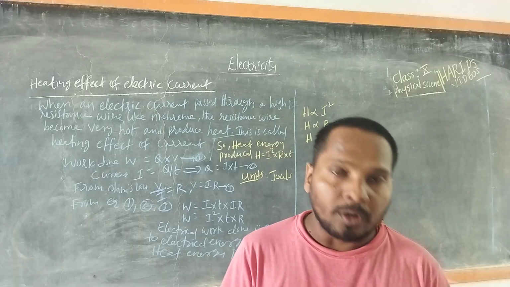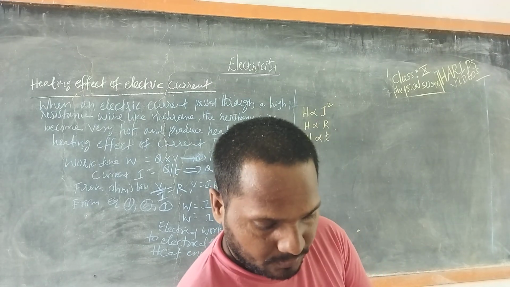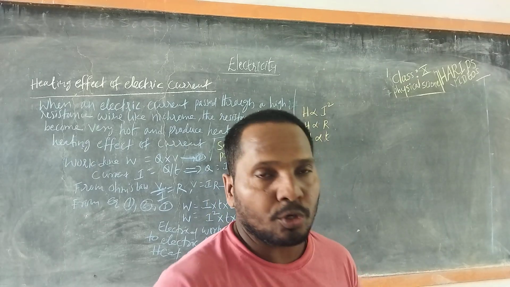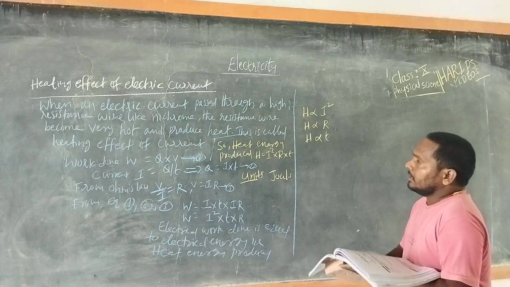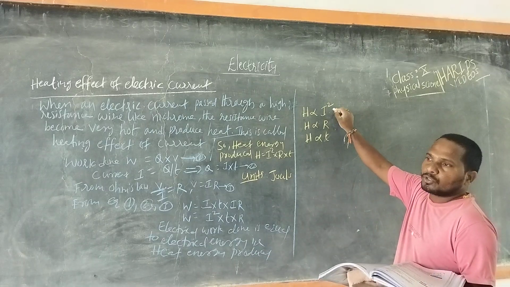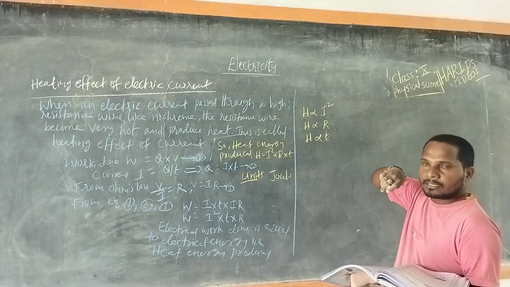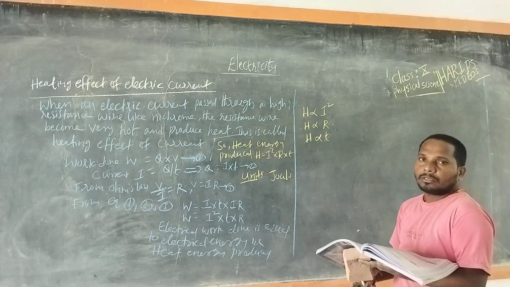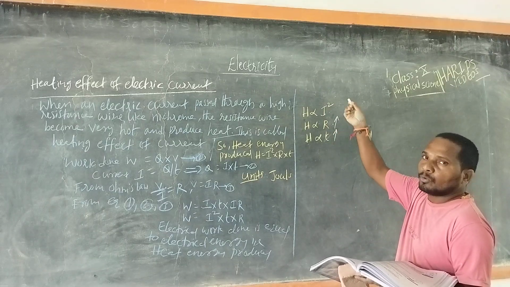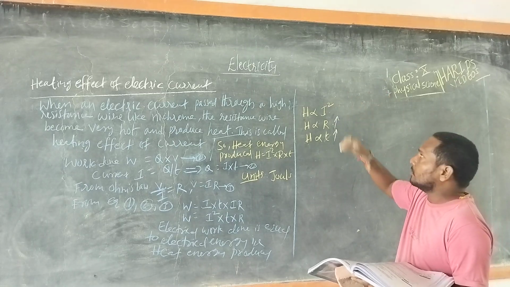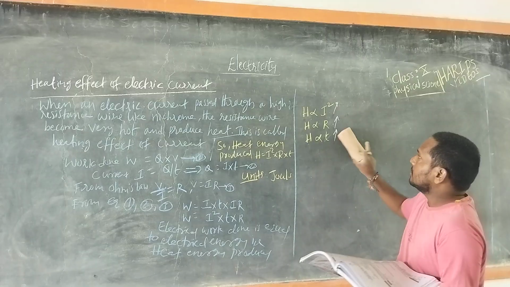Then let us solve one problem, then we can conclude the chapter. So here, heat energy is directly proportional to the square of current. Heat energy is directly proportional to resistance. Heat energy is directly proportional to time. More time, more energy produced. If the resistor has more resistance, more heat energy is produced. If the current increases, then heat energy also increases.